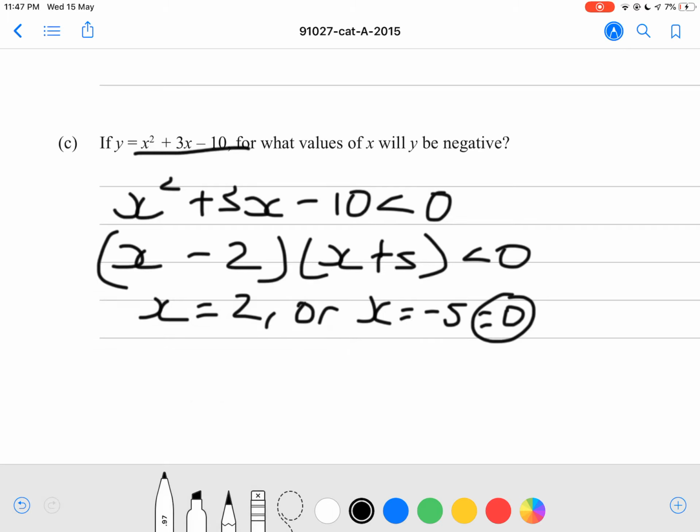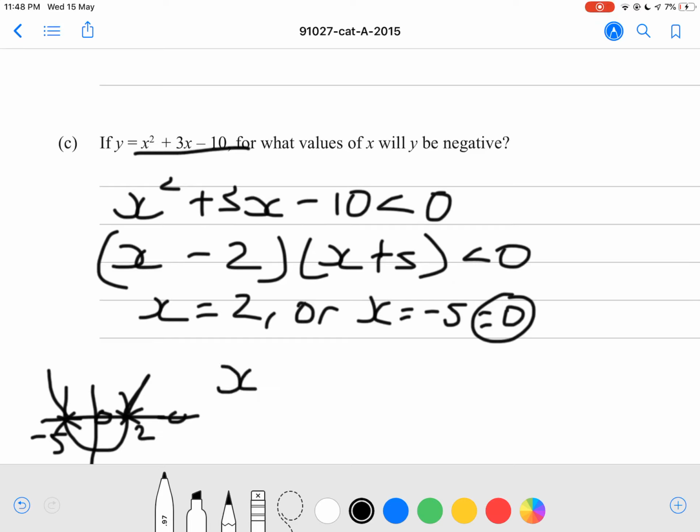So I'll draw a parabola right here to understand this better. Here you have your negative 5, and here you have your 2. Notice when the parabola dips below 0. This is the x-axis, and this is 0. Notice when it dips below 0, it is between the two intercepts, and when x is more than 2, then it goes above the x-axis again. So therefore, x is in between these two intercepts.